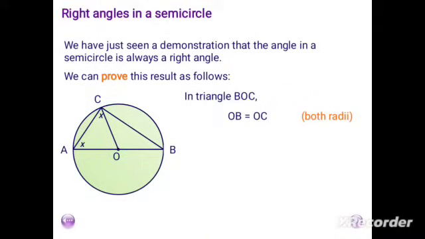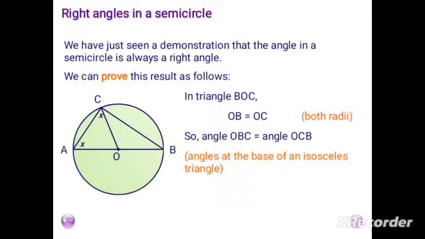In the other part, triangle BOC, OB is equal to OC because they are both radii of this circle. So angle OBC is equal to angle OCB, because angles at the base of an isosceles triangle are equal. Now let's call this y.